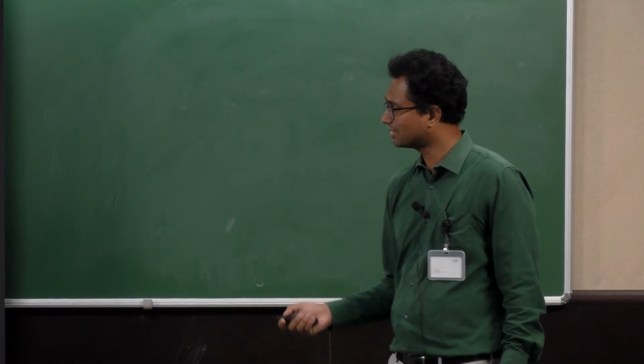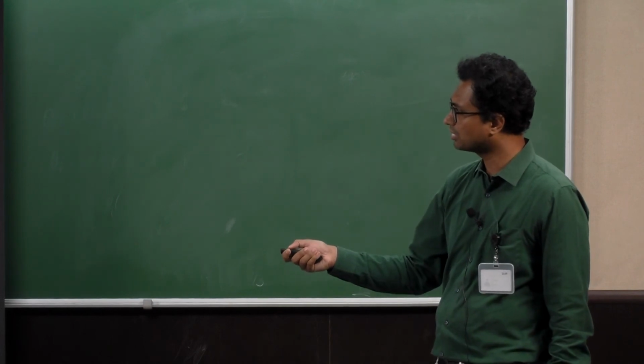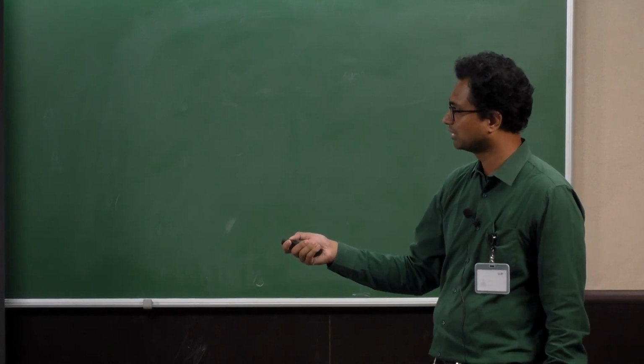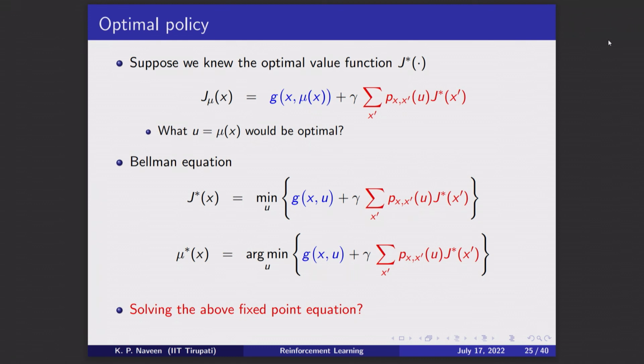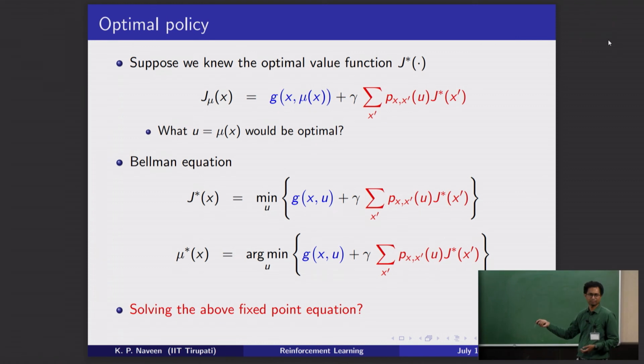Now the challenge is, how do you solve this fixed point equation, okay? As I told, fixed point essentially means there are unknowns on both sides. So there is a j function here. To calculate this j function, you should know the j function, right? So that's a fixed point equation. There are ways to solve this, okay.